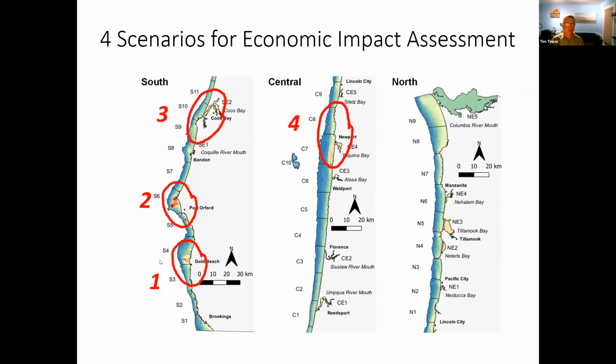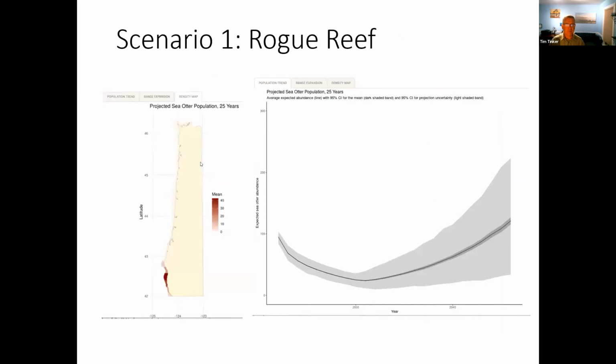So simulations or scenarios 1, 2, 3, and 4 are places where we are going to release some number of otters. And the actual numbers of otters we're releasing under these scenarios actually varies. Our target was to determine how many otters would need to be released under each of these scenarios to end up with an average of 200 sea otters after 25 years. So let's run through these here.